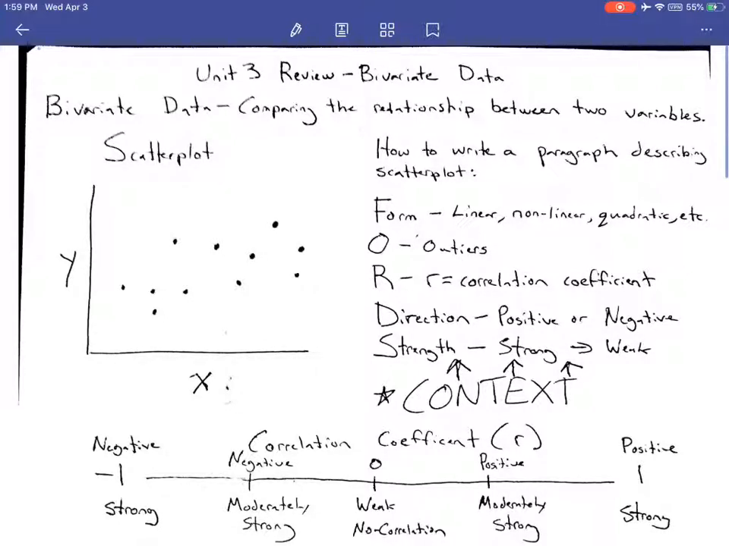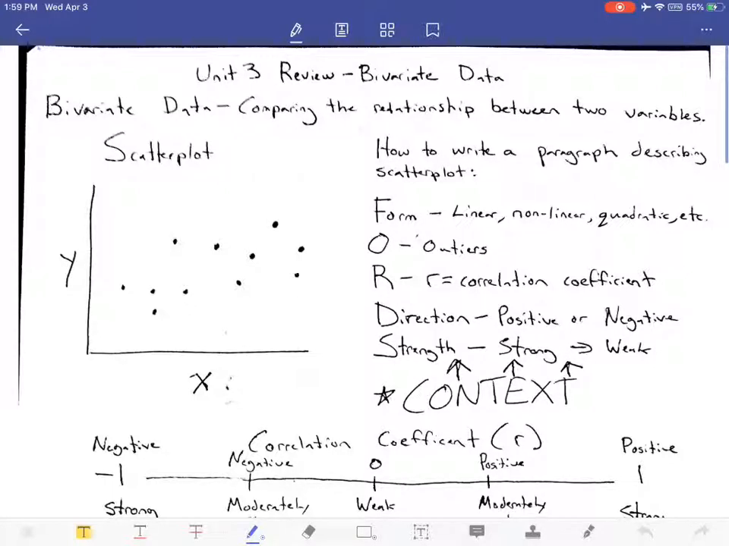The way that we're going to describe it is using our acronym FORWARDS to make sure that we include all these different components. So the form is talking about what form the points from the scatter plot take. You have a lot of different options in real life. On the AP test, they're just going to be testing linear or non-linear. So if it looks like a straight line, you say linear. If it doesn't look like a straight line, you say non-linear.